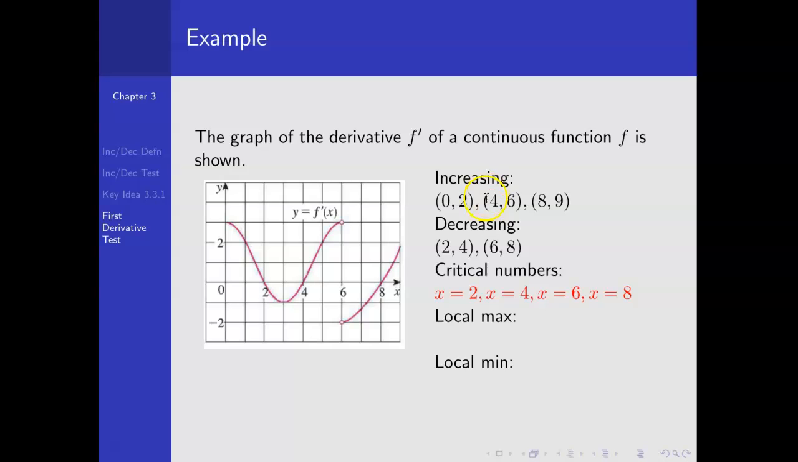And then if we look again here, we're increasing, we're looking to switch to decreasing. So that would happen at x equals 6. For a local min, so our local max is x equals 2 and x equals 6. For local min, that would be where we switch from decreasing to increasing. So that happens at 4 and then also at 8. So we would have a local min at x equals 4 and x equals 8.